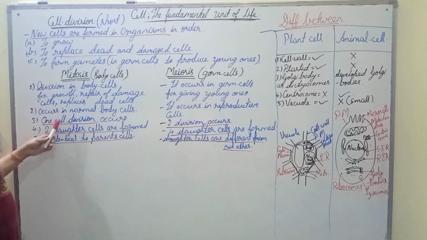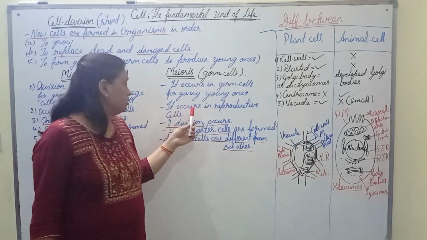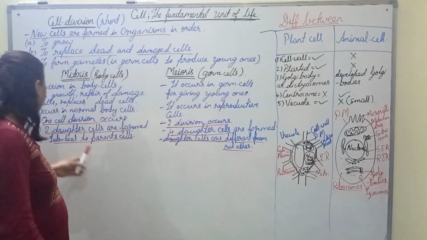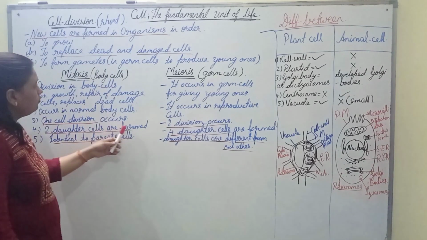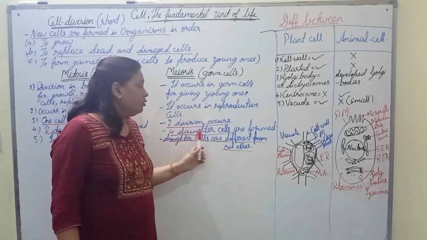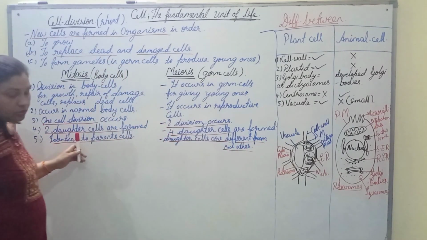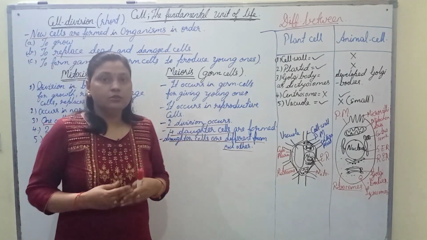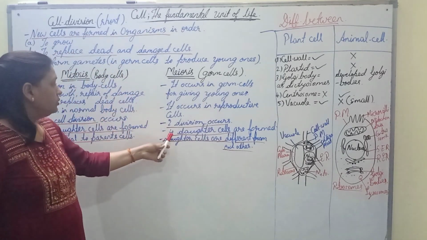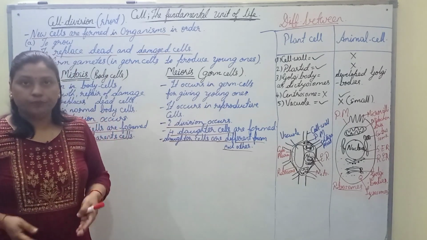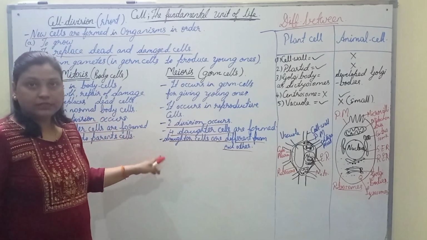Next, one cell division occurs in mitosis, while in meiosis two divisions occur. Two daughter cells are formed in mitosis, while four daughter cells are formed in case of meiosis. These two daughter cells are identical to the parent cell, while in meiosis the four daughter cells that are formed are different from each other. So this is all about cell division.